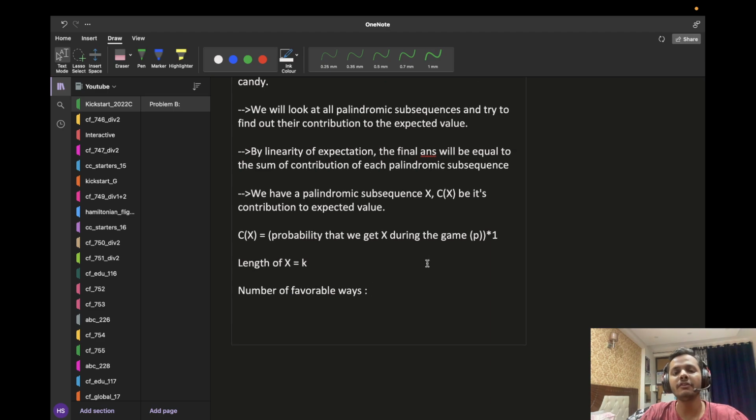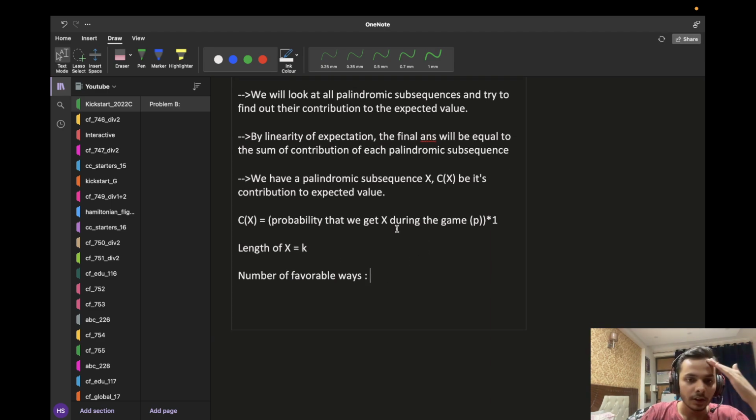So for the number of favorable ways, what we are basically doing is, when we are left with a subsequence of length k, that means we have removed n minus k characters already, right? And among all these k characters which belong to this subsequence, I haven't removed any character, right?